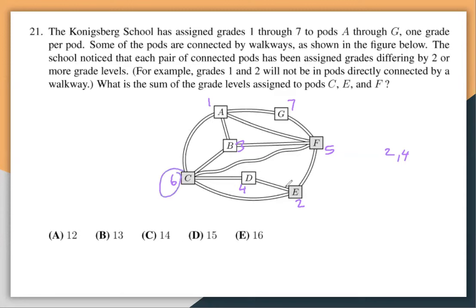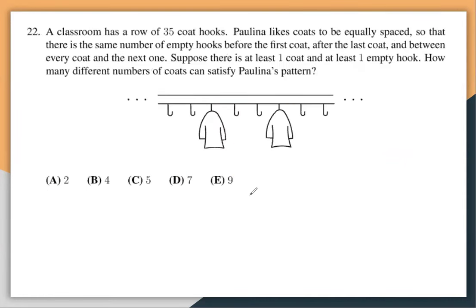We are looking for C, E, and D. That looks like we have 10 and 12. So that's choice A. This was a bit challenging to get the pair. Maybe there's a shortcut, but I don't see it immediately. So that was the answer for me. Number 22.